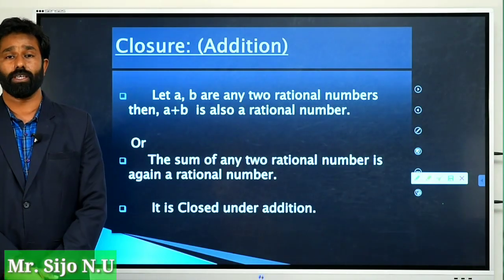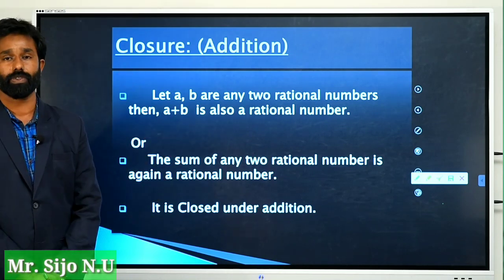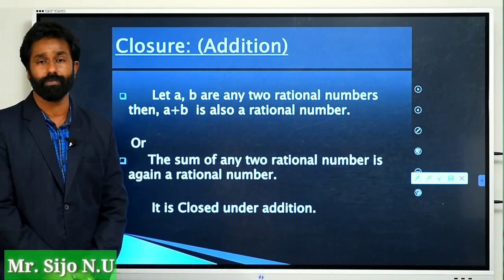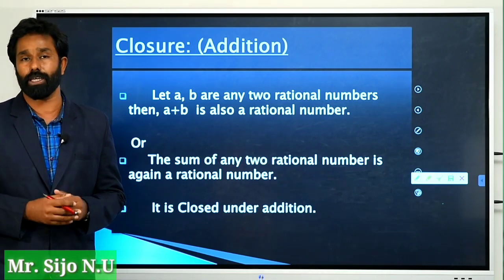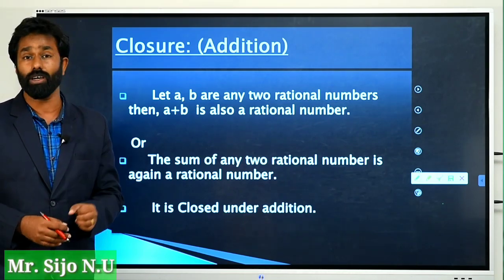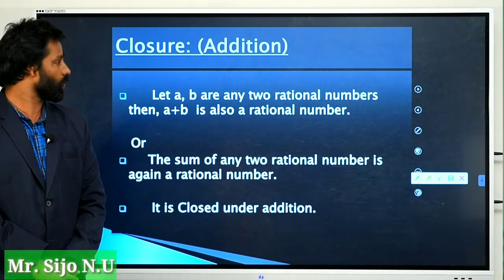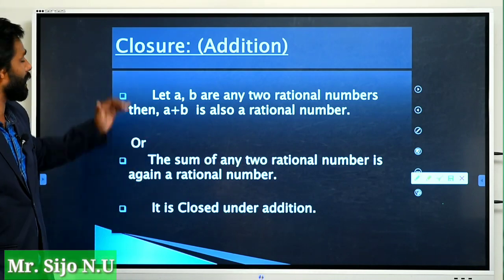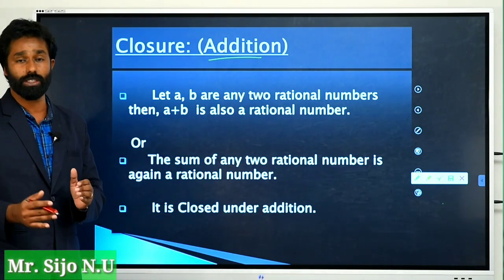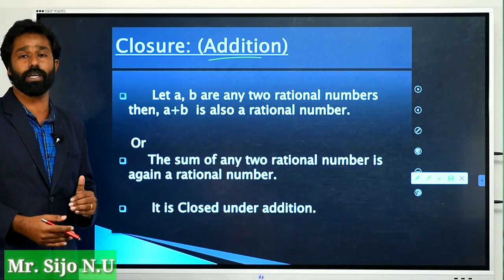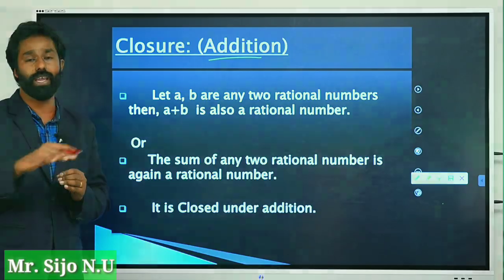The very first property of rational numbers is closure property. When we talk about closure property, we know the four basic fundamental operations of mathematics: addition, subtraction, multiplication, and division. First we can check the case of addition. Once closure property in the case of addition is familiar to us, the rest of the things are very easy for us.